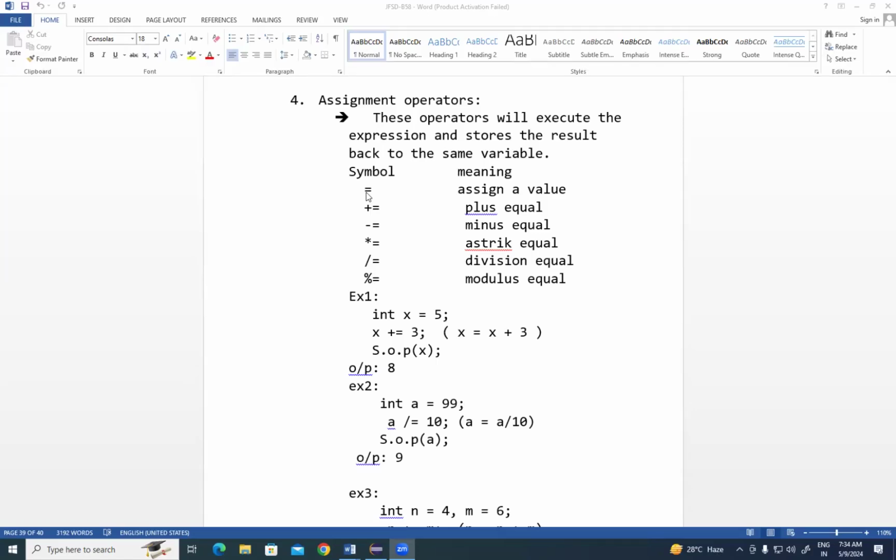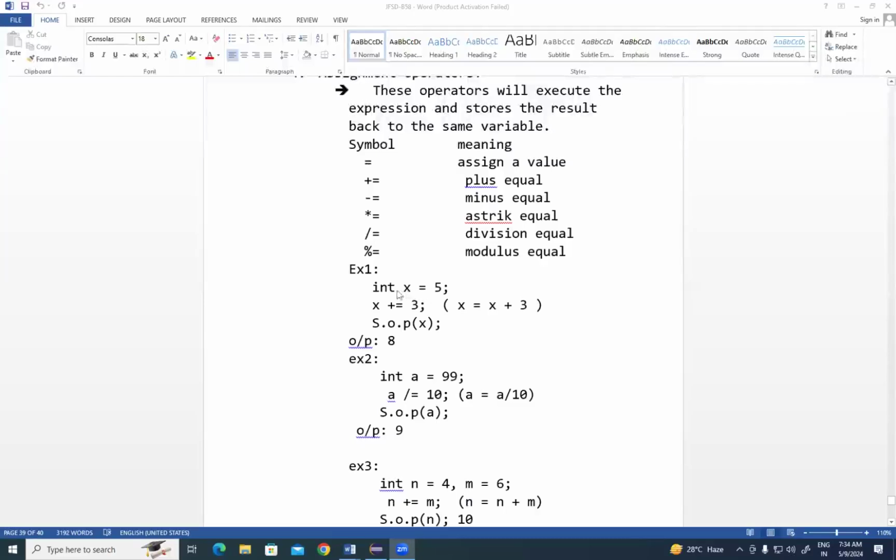X equal to 5 means what? You are assigning the value 5 to the variable X. Am I right or not? That's what I have written here. Int X equal to 5 means what? You are assigning the value 5 to the variable X. That's what X equals 5 means. Am I clear?